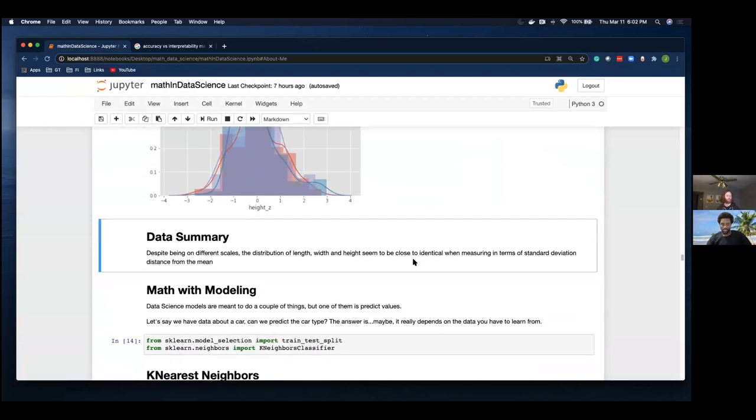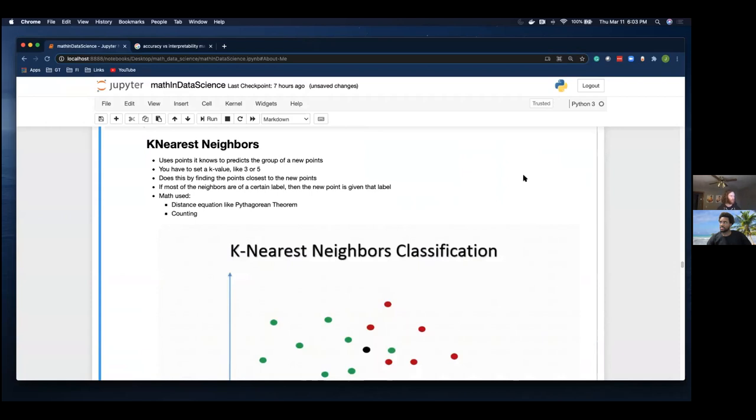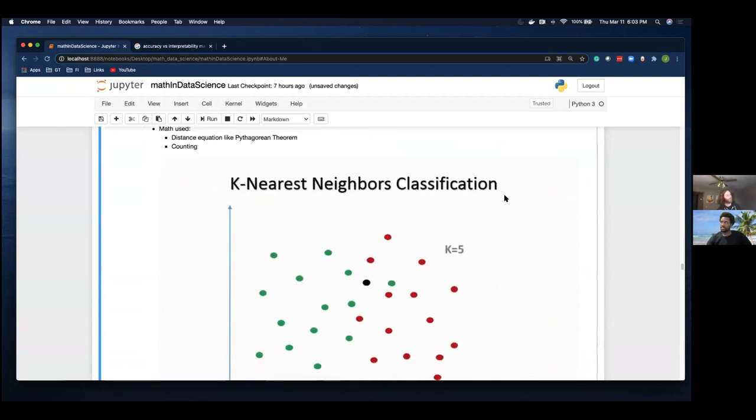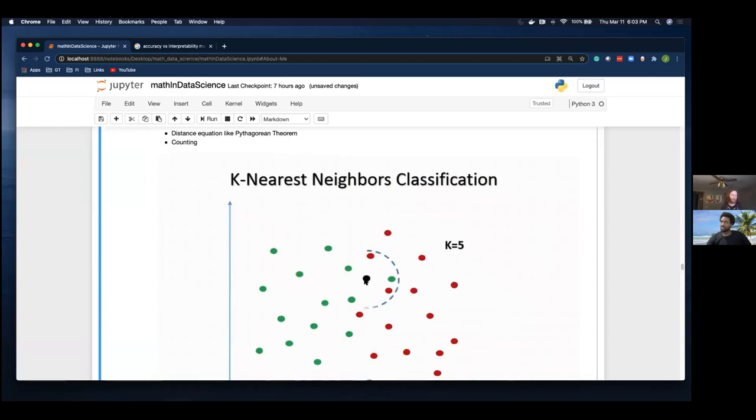So now we're going to take a look at our first machine learning algorithm. What I'm going to be using here is k-nearest neighbor. I forgot this thing was running already. So how this works is if we have a point, this black point right here, and we want to predict whether it's a green point or a red point, you first select a value for k, which is how many data points you want to look at. In this case, we selected 5.